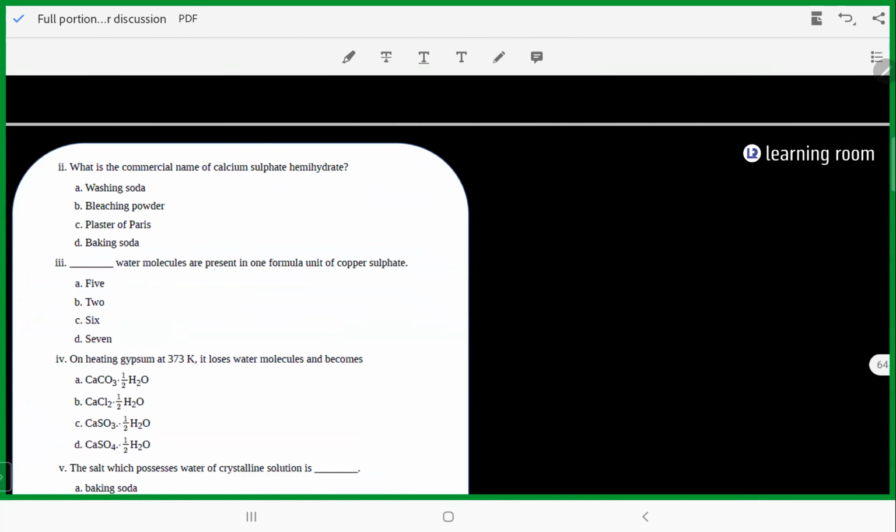Okay, and the next question. What is the commercial name of calcium sulfate hemihydrate? Plaster of Paris, CaSO4 half H2O. It's plaster of Paris, which is used in building sites for plastering. Next: how many water molecules are present in one formula unit of copper sulfate? Five, sir. Because copper sulfate 5H2O. That's it.